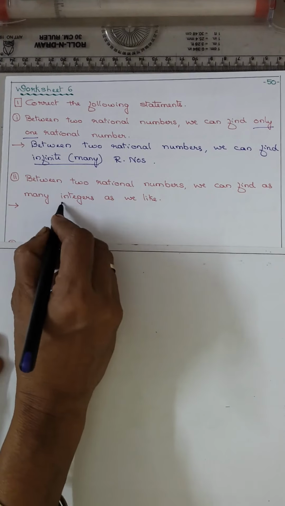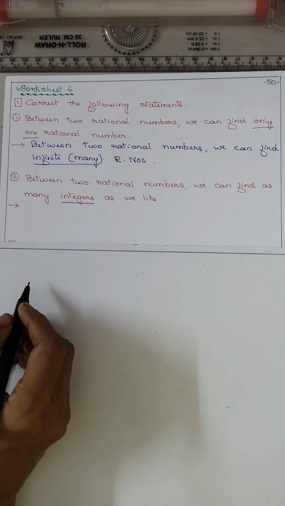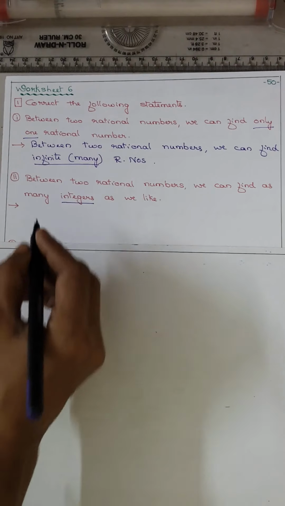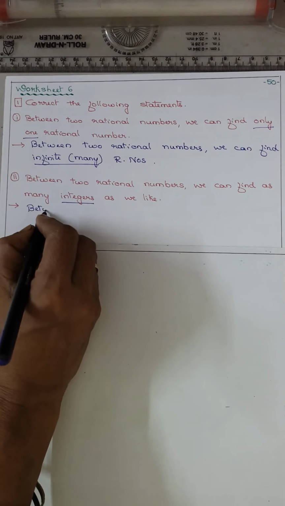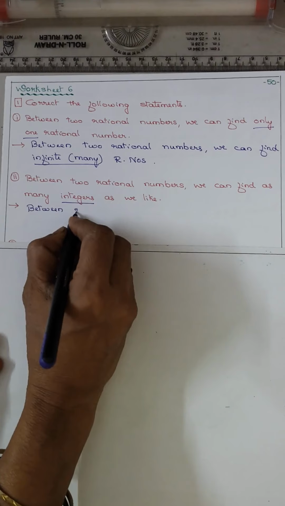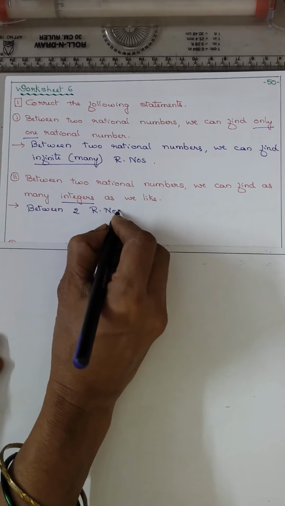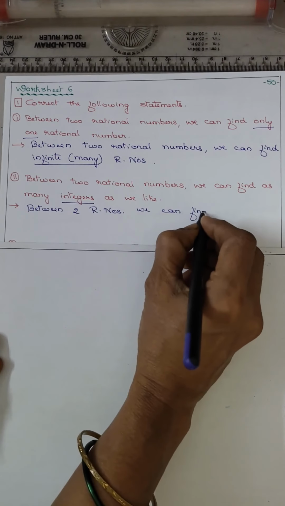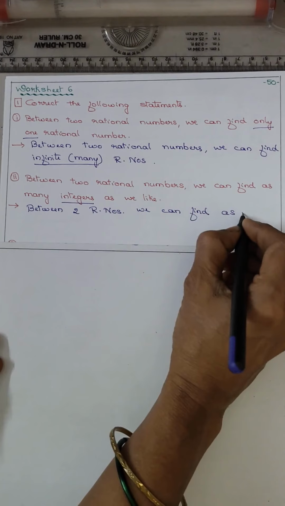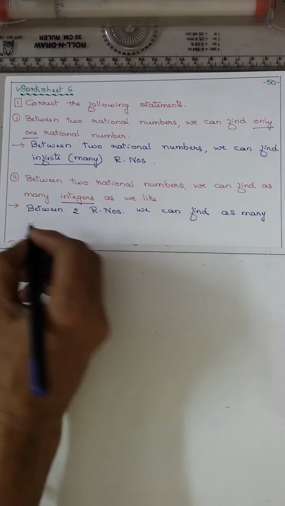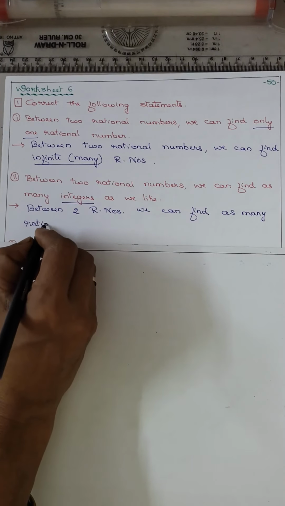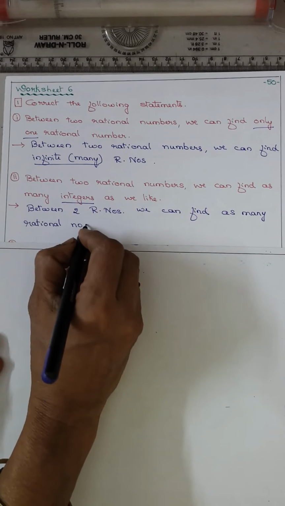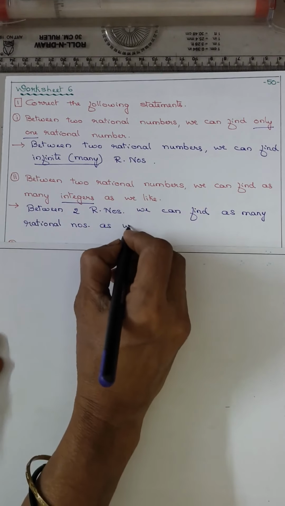No, not the integers. Integers is a 0, plus 1, plus 2, plus 3 and minus 1, minus 2, minus 3 like that. So, what is the answer? Between two rational numbers, we can find as many rational numbers as we like.